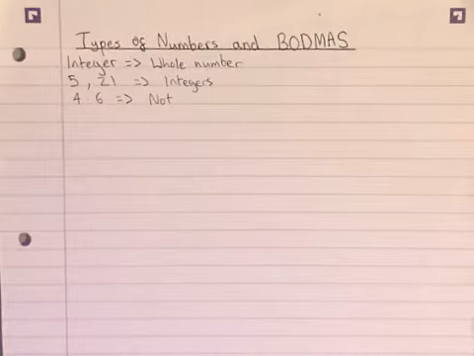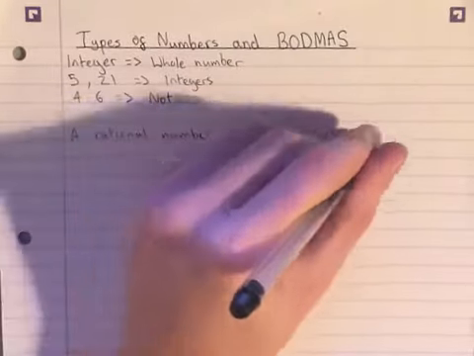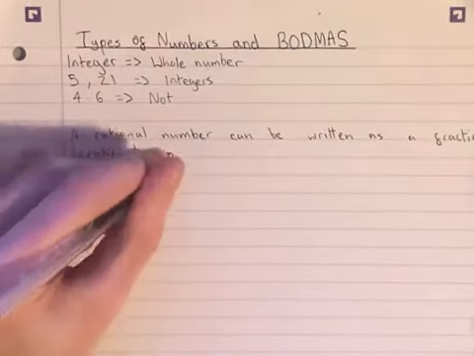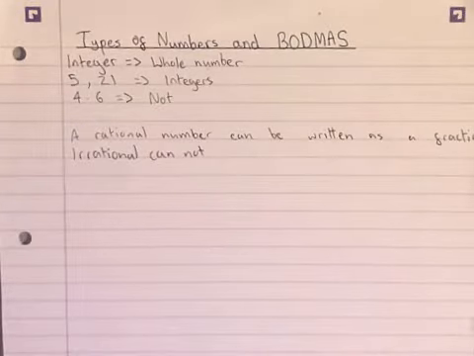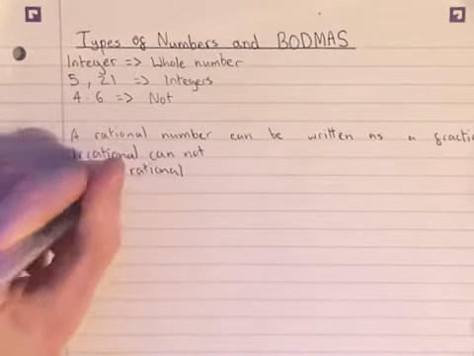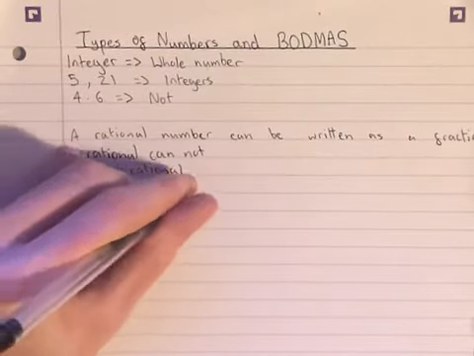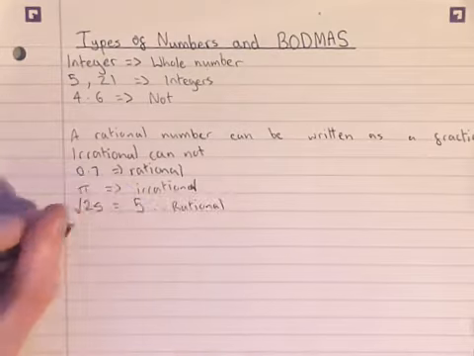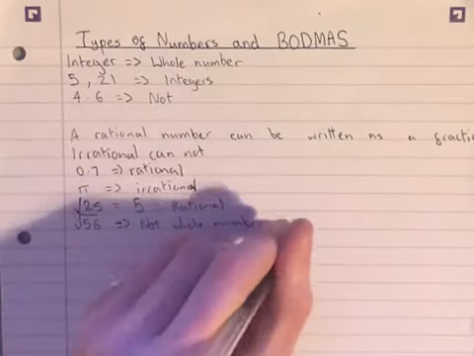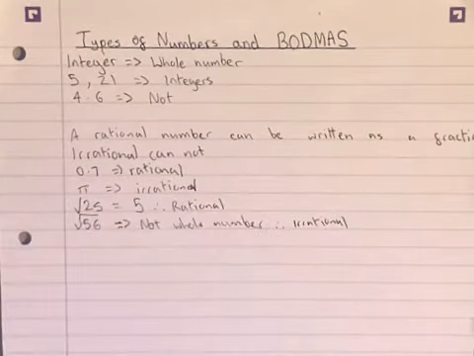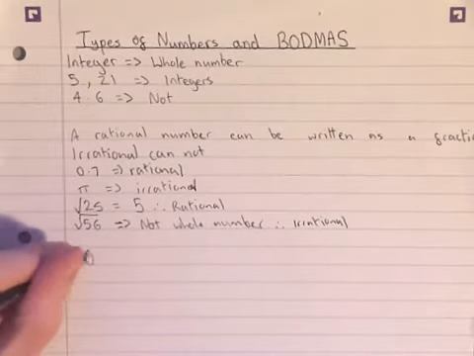The next thing I want to go through is rational and irrational numbers. A rational number can be written as a fraction, and an irrational cannot. So they are never ending with no pattern. So pi would be irrational and 0.7 would be rational. Square roots of positive numbers are either integers or they are irrational. And finally, I will go through Bodmas.